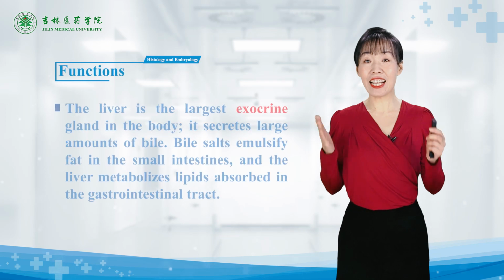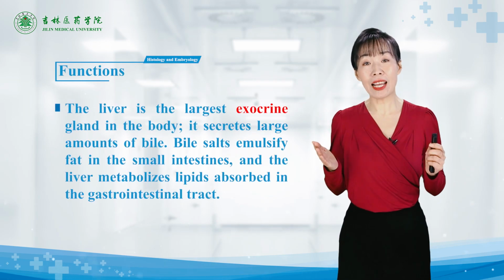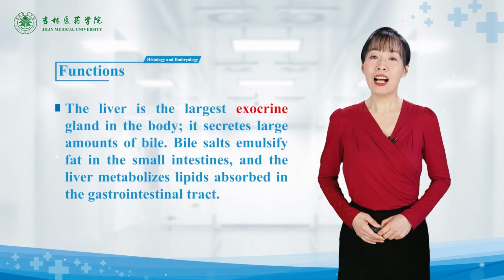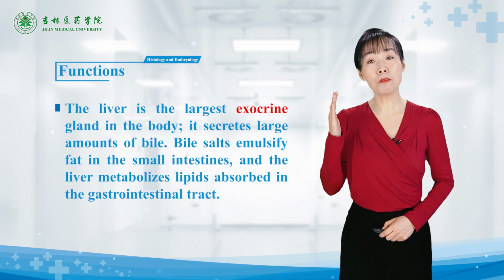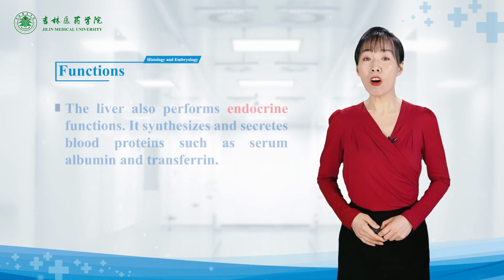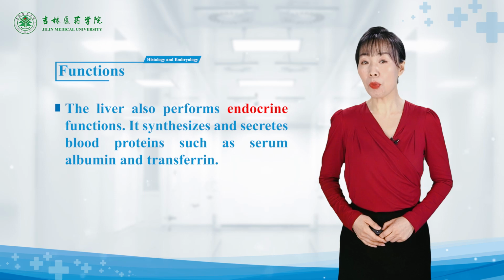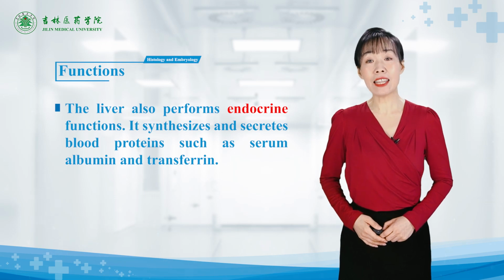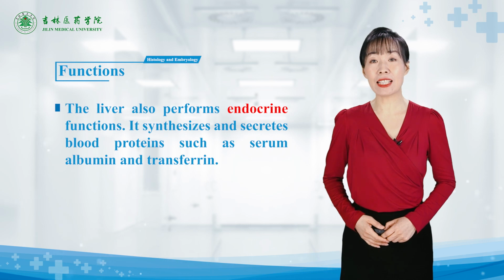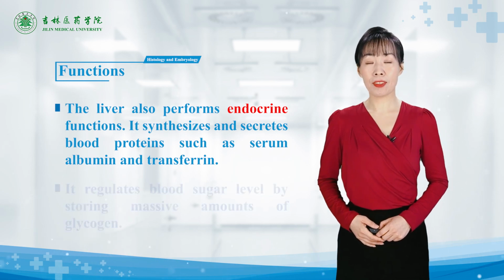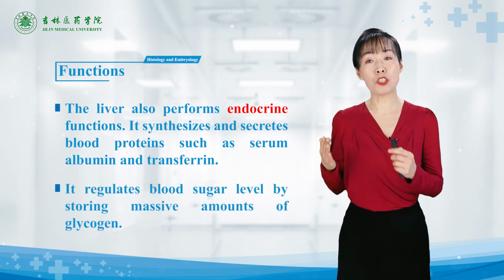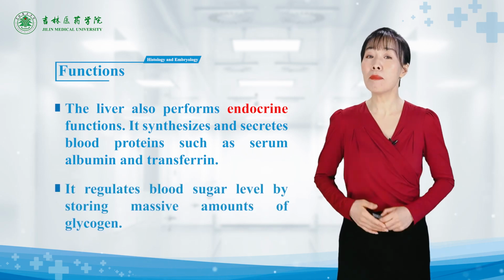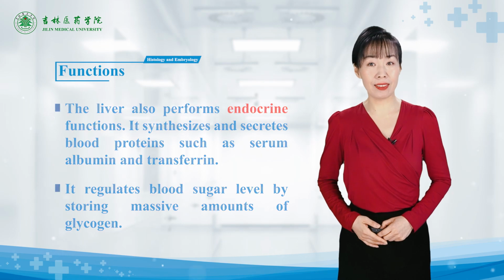The liver is the largest exocrine gland in the body. It secretes large amounts of bile. The liver also performs endocrine functions. It synthesizes and secretes blood proteins such as serum albumin and transferrin. It regulates blood sugar level by storing massive amounts of glycogen.